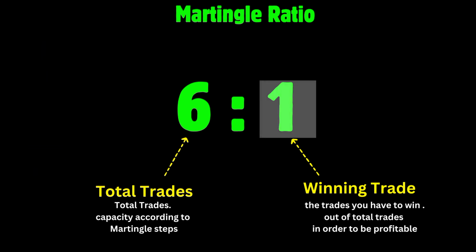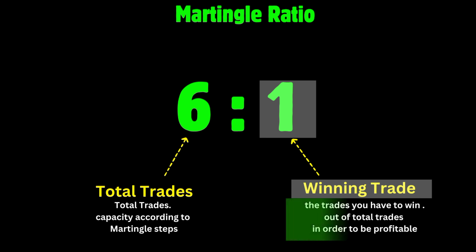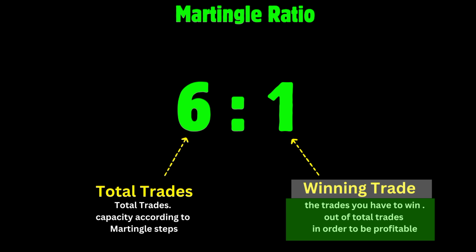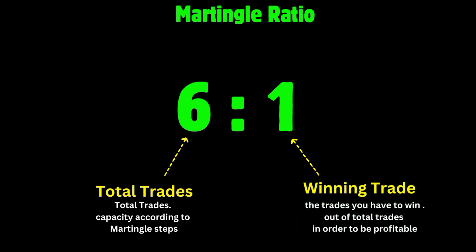And the other digit is called the winning trade. This means the number of trades that you have to win out of your total trades, and once you win that particular trade, you will recover all of your previous losing trades and also make some profit. Let me simplify that for you. Here the ratio 6:1 means you will take 6 trades according to your martingale steps, or you have the capacity of taking 6 martingale steps according to your funds, and you have to win only 1 trade out of your 6 trades. If you win that 1 trade, then you will be back in profit. And winning 1 trade out of 6 trades is not a big task.